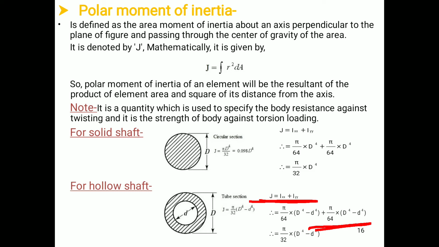So on adding both the values, we have polar moment of inertia given by pi by 32 into bracket capital D raised to 4 minus small d raised to 4. So these are the values of polar moment of inertia for the solid shaft and for the hollow shaft. Both the values are required for the purpose of internal resistance for the externally applied twisting moment.